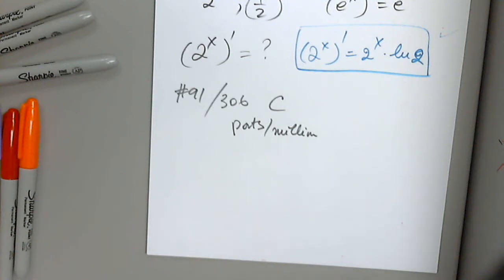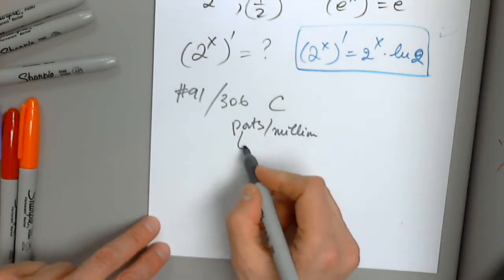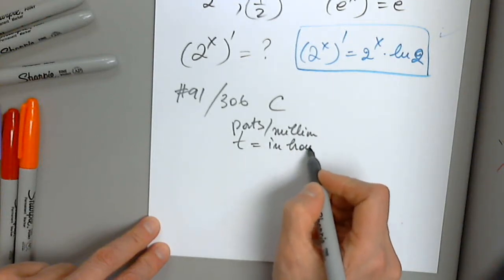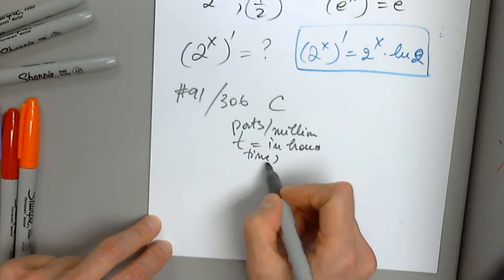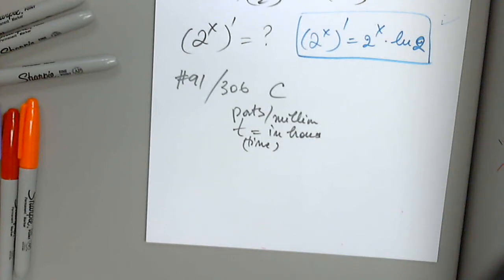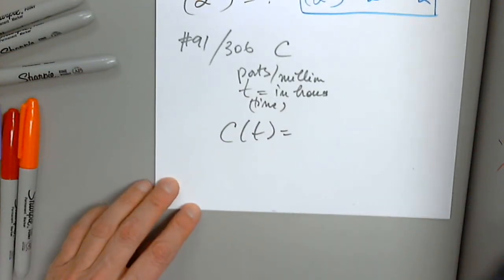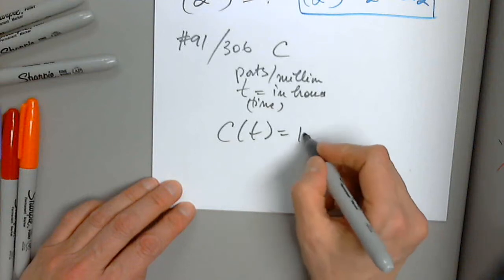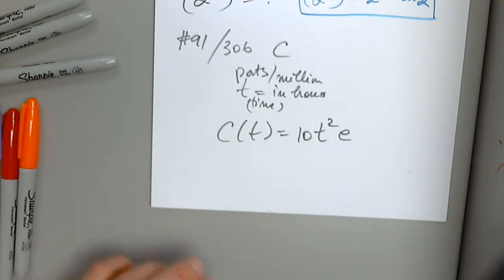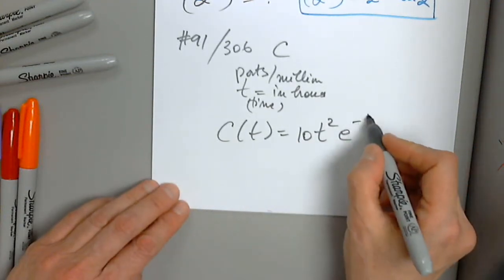I take notes when I read. The concentration of a medication in the body, T hours, so T in hours, time of course, after ingestion is given by the function C of T equals 10 T squared e to negative T.